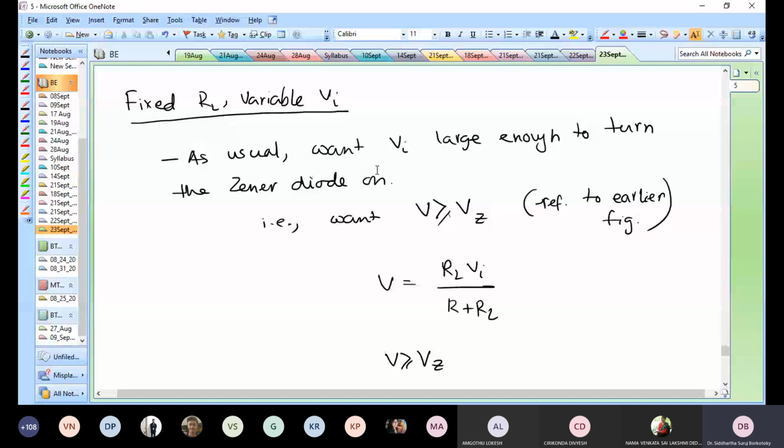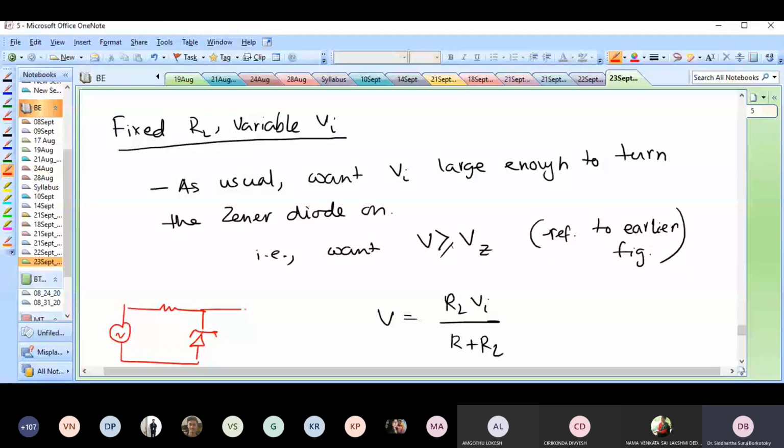The first point, as before, is that we want VI to be large enough to turn the diode on. That's the most important thing, because if VI is not large enough, the Zener diode will not turn on. So you have your VI here, and you have this Zener diode.